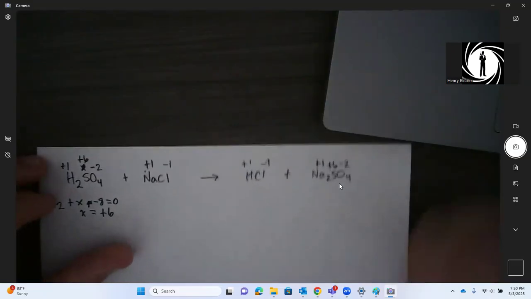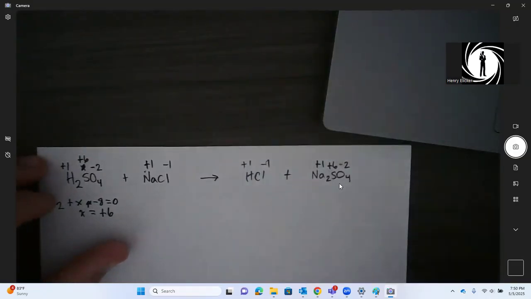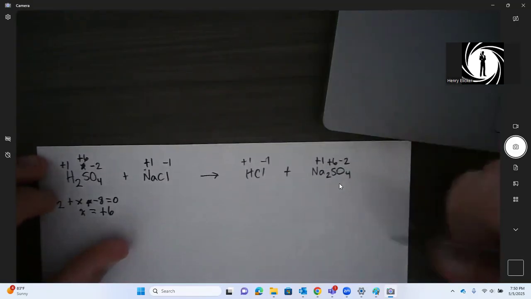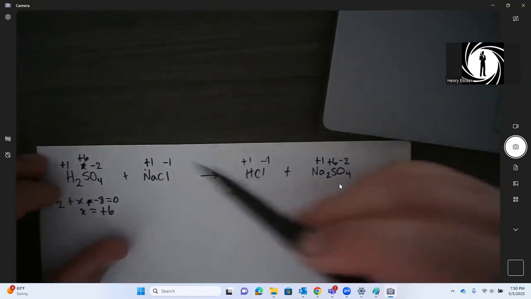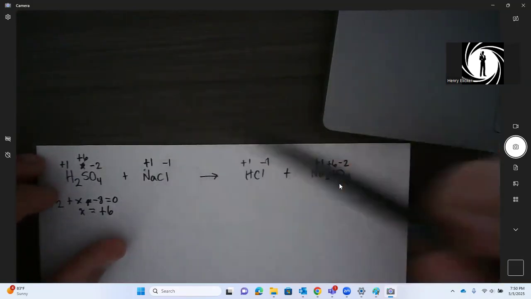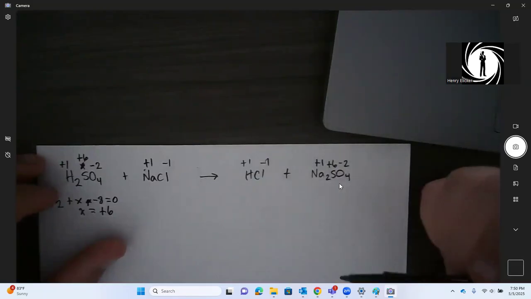So notice because there are no actual electrons involved in swapping, there is no redox reaction. So this is not a redox reaction. You can say that because it's an acid-base reaction, or you can actually prove it with the oxidation numbers.